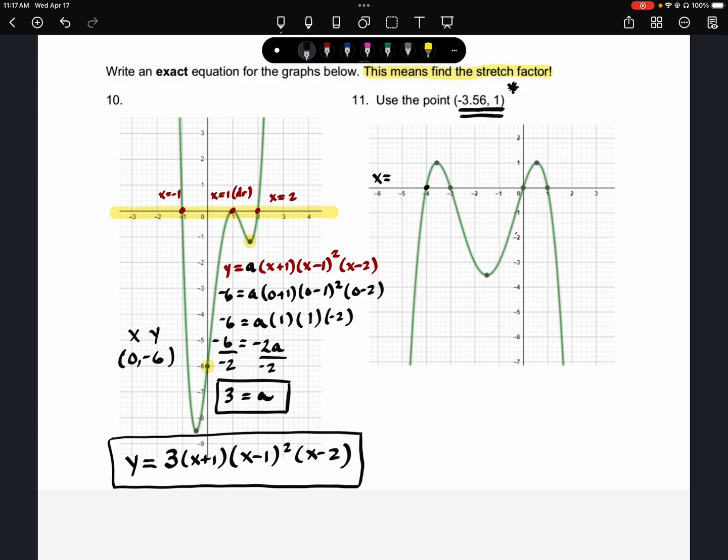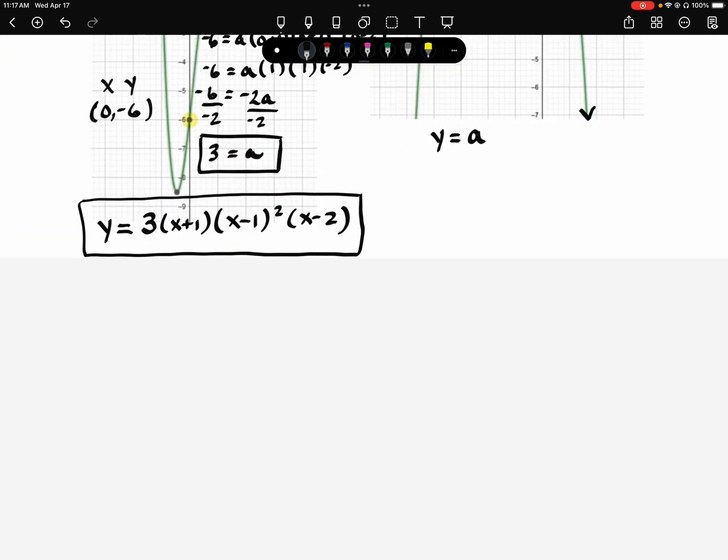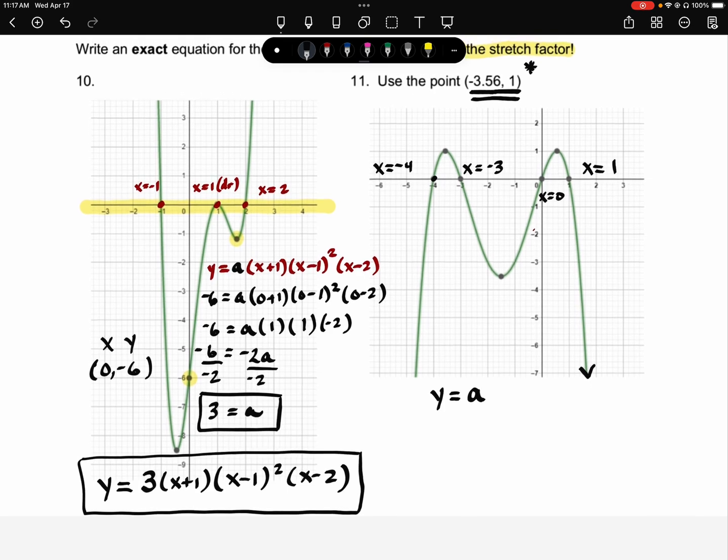So x equals -4, x equals -3, x equals 0, and then we have x equals 1. Remember, when x equals 0, that factor would be just an x. So let's build it. I'm going to put an a here, and I know this one's going down to the right, so it's going to have a negative orientation, but I'm just going to put a here. So when I solve for a, I will end up with a negative value.